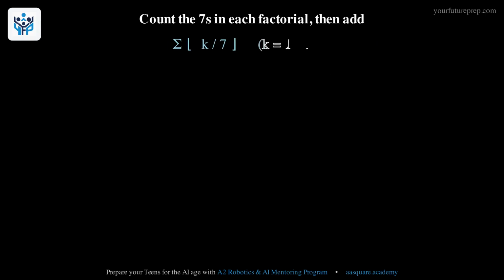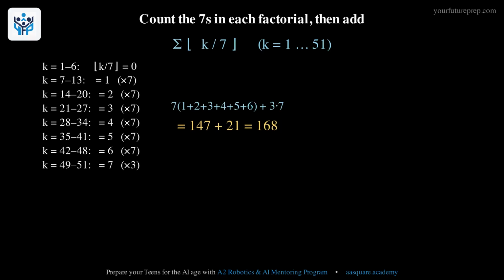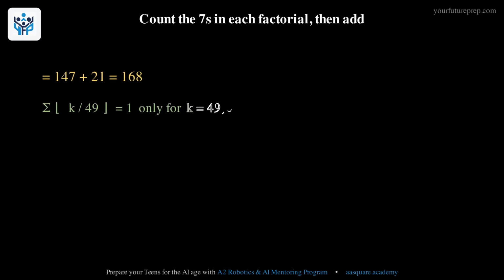Add up the floor of k over 7 first. It is 0 for k from 1 to 6. Then 1 for the next 7 values. 2 for the next 7. And so on. Grouping in blocks of 7 gives 7 times 1, plus 7 times 2, up to 7 times 6, plus 3 times 7 for the tail. That is 147 plus 21. Which is 168.